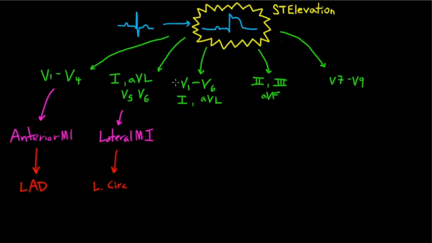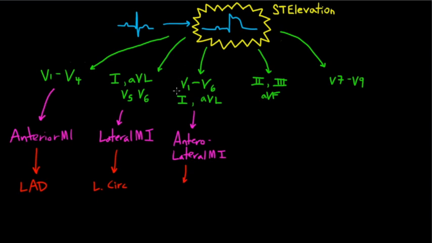All right, but what if you saw ST elevations all across V1 through V6, and then you also saw it in lead 1 and lead AVL? What would you call that? An anterolateral MI? Yep. And based on that, what vessel do you think?